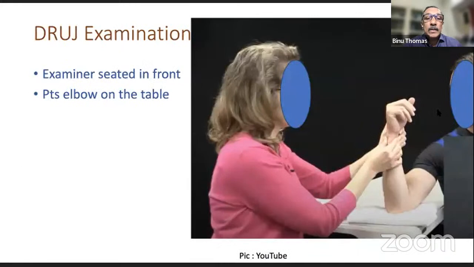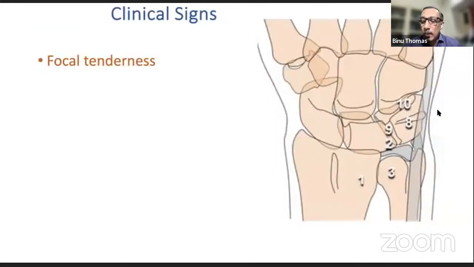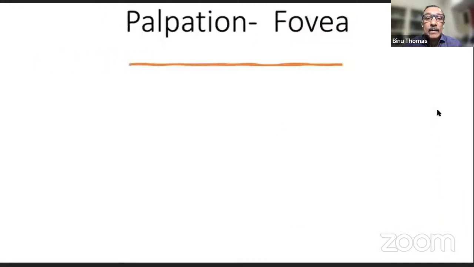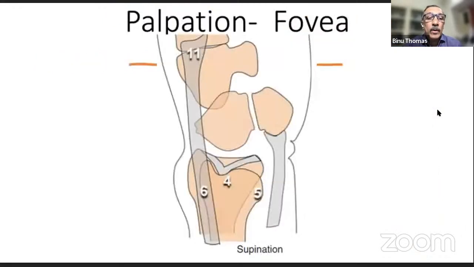The examination is always done with the patient seated, the examiner in front, and with the elbows on the table. Most importantly, when you examine the joint, you look for focal tenderness, especially in these areas that are marked. The number 3 is the head of the ulna. And number 4 is the fovea, between the extensor carpi ulnaris tendon and the flexor carpi ulnaris tendon, or the volar aspect of the distal ulna. So tenderness in the fovea suggests a foveal tear of the triangular fibrocartilage.